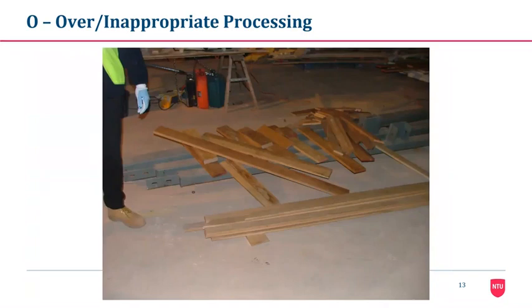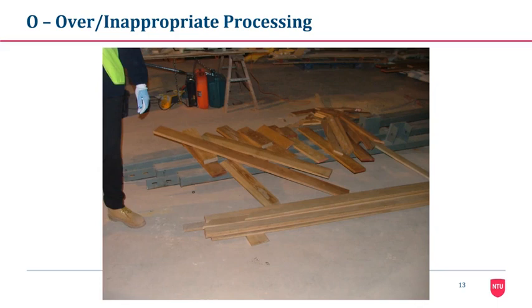Another O is overprocessing, which is common in highly bureaucratic organizations. Inappropriate processing is more common on construction sites, especially as things are not completed properly. Here we can see that there is no proper system for removing offcuts, so they remain on site, causing a safety hazard and potentially preventing the next task from starting. This certainly requires someone to return to the workplace to tidy up and remove the debris.